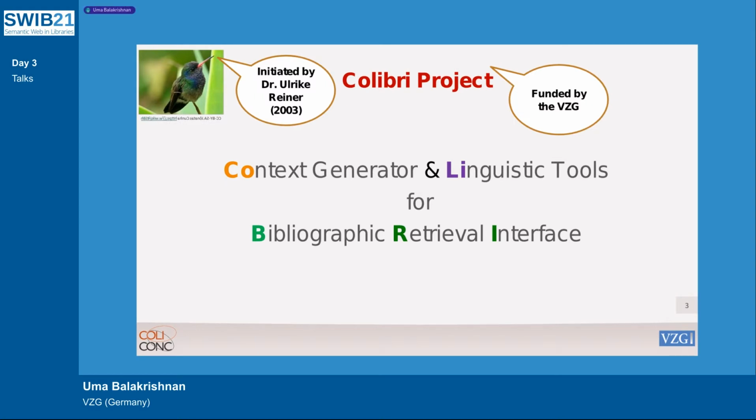So we'll begin with what the Colibri project is, because as the name coli is an abbreviation of Colibri. Colibri stands for Context Generator and Linguistic Tools for Bibliographic Retrieval Interface. This project was initiated by Dr. Ulrike Reiner back in 2003. And since then, it has gotten non-stop funding by our organization, the VZG. So one should also mention that for so many years, this project could be a successful one.